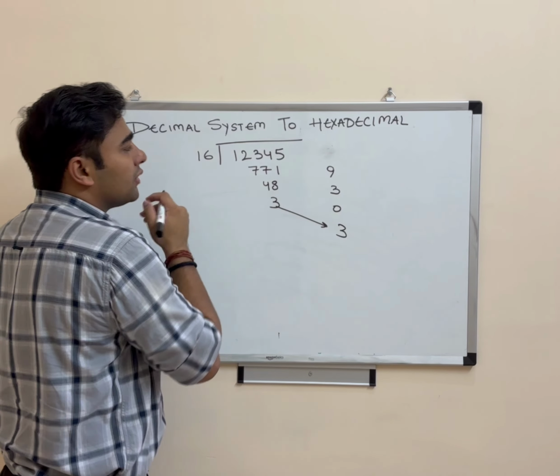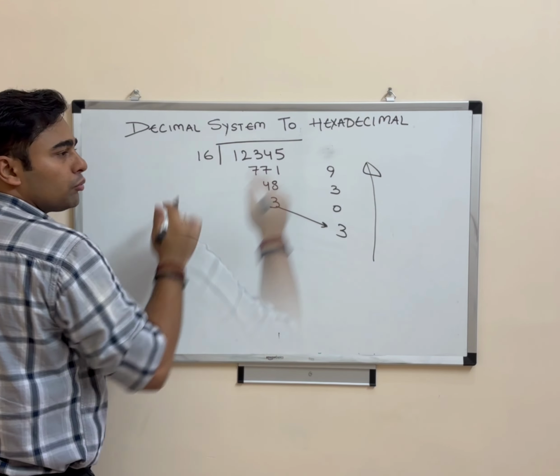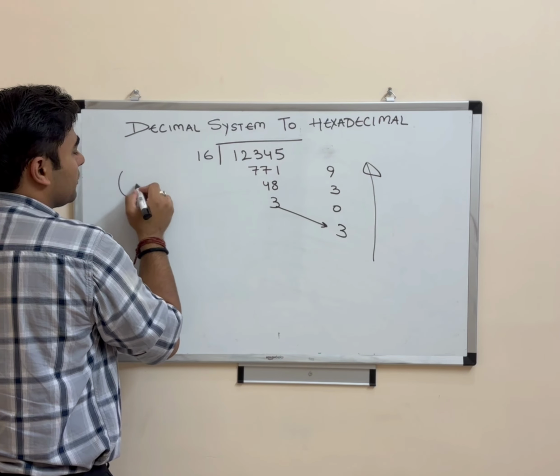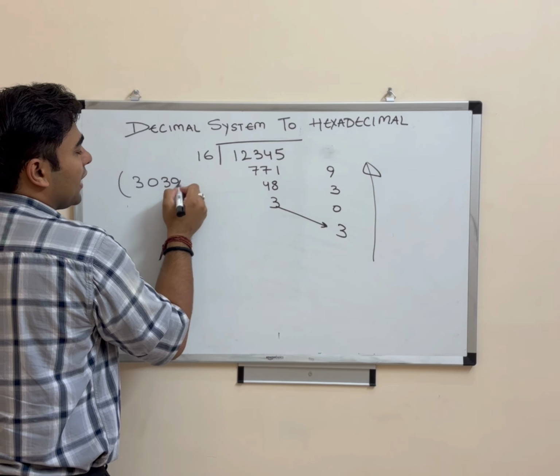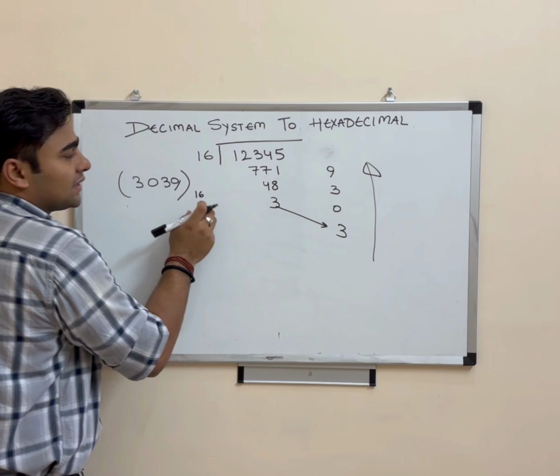So if I want to convert this number into a hexadecimal system, we'll again follow the bottom to top approach. So this number will be represented in hexadecimal system as 3039, and here I'll write a small 16, which will show that the number is in hexadecimal system.